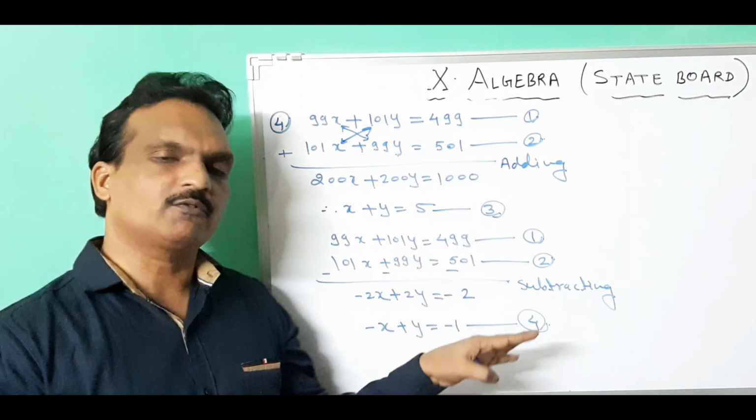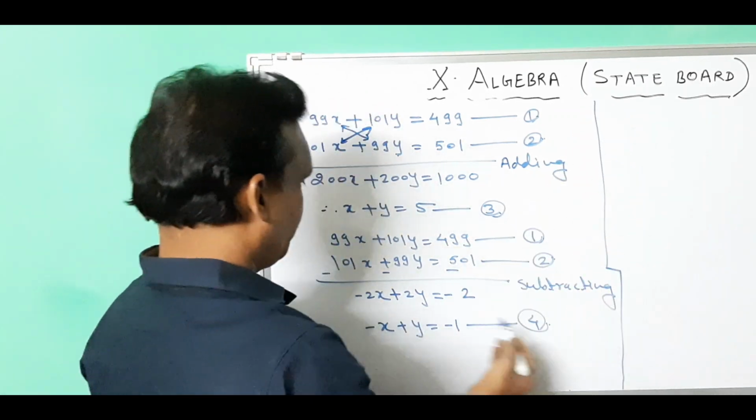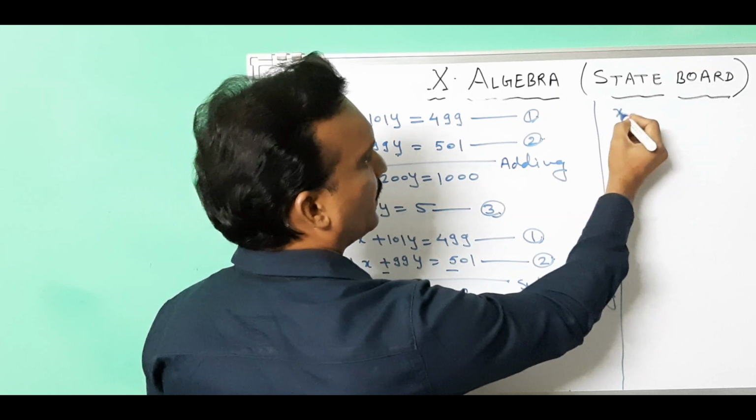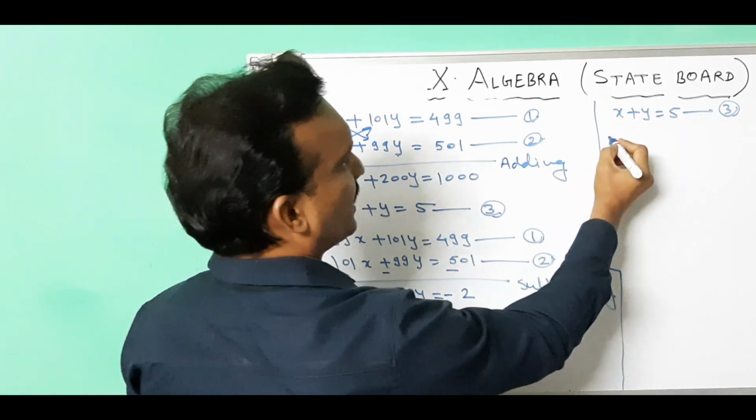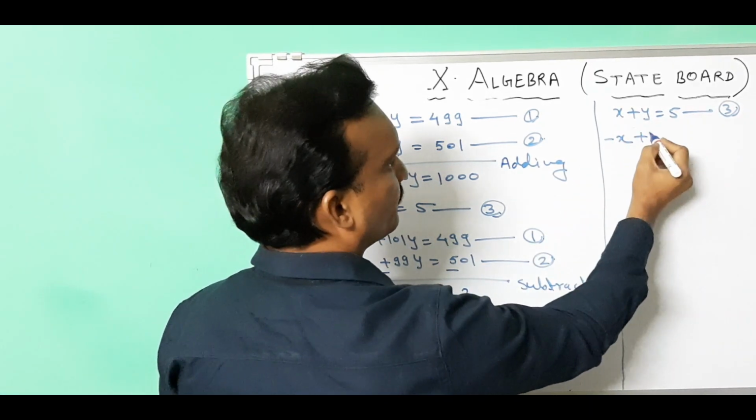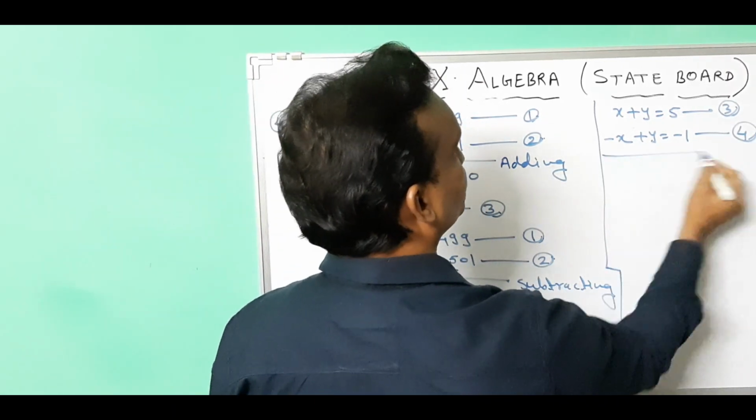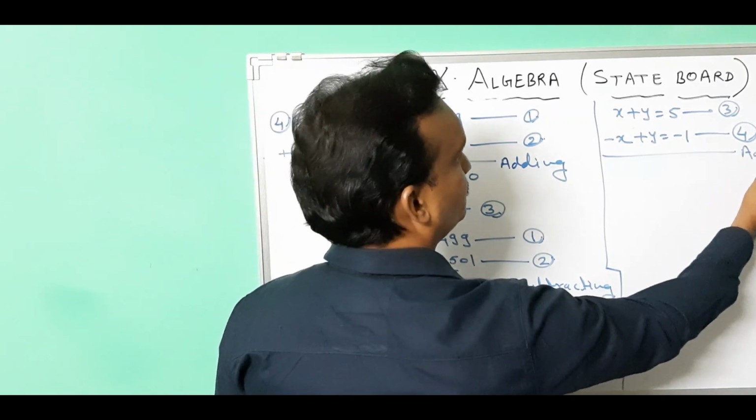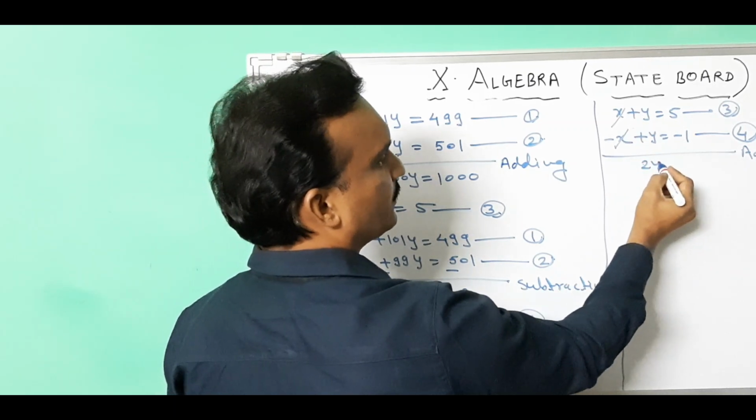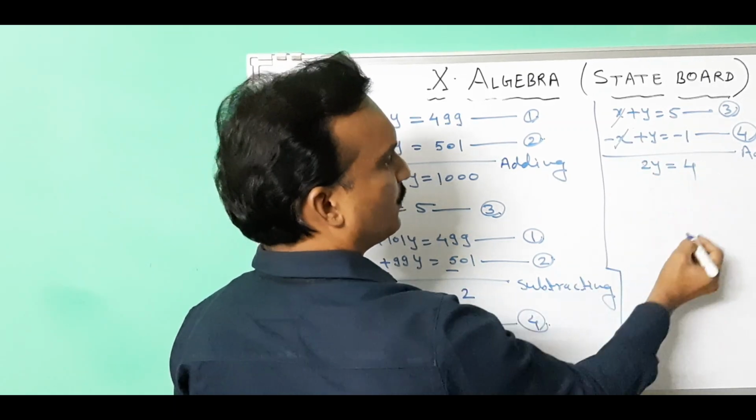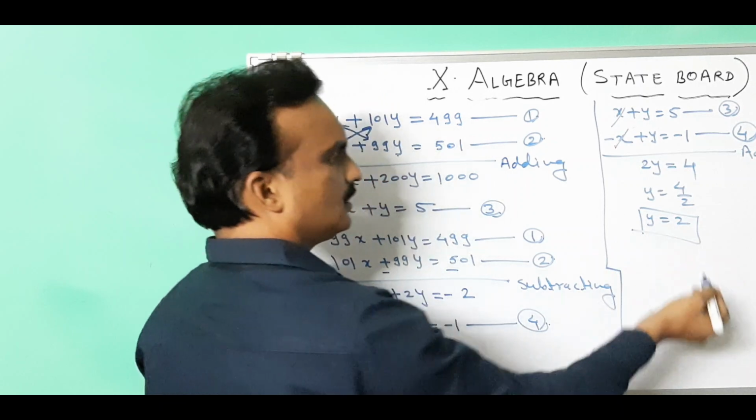So the third and fourth equations that we get, we add them again. So here we will add. x plus y is equal to 5, third equation, and minus x plus y is equal to -1. This is the fourth equation. Adding: plus x minus x cancel, 1y plus 1y is 2y, 5 minus 1 is 4, so y is equal to 2. Got the value of y.